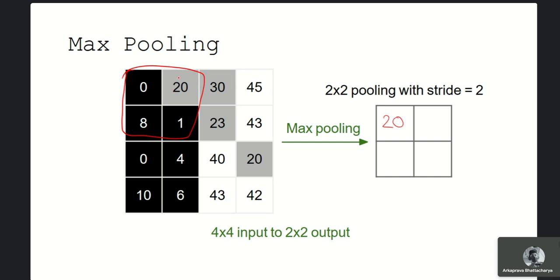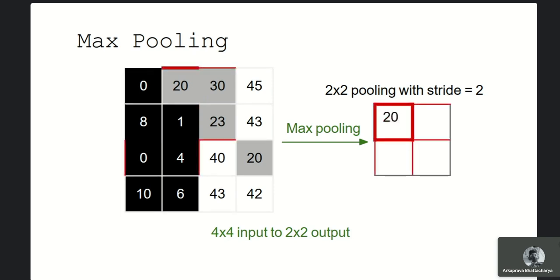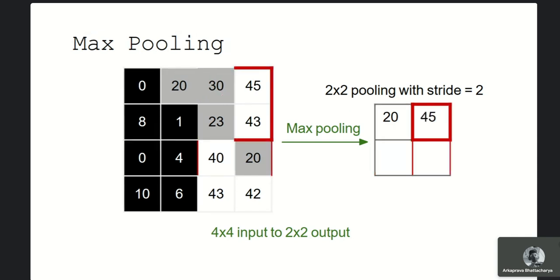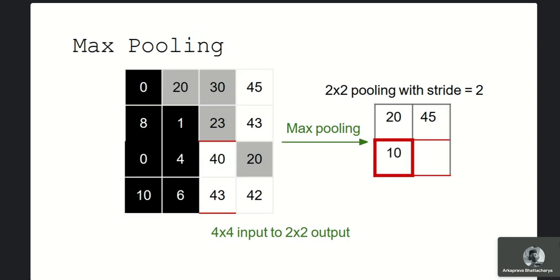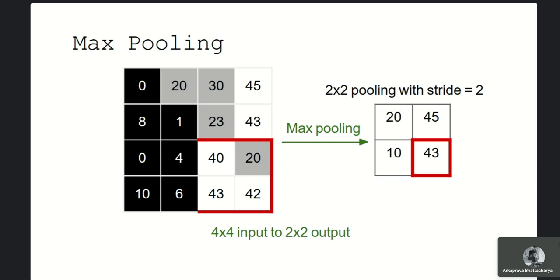Then we again stride this. And what do we get? We again get this 30. We stride it by 2. So again, we are looking at this portion. So we get value 45. And then we get 10 from this area, and then we get the maximum value 43 from this area.